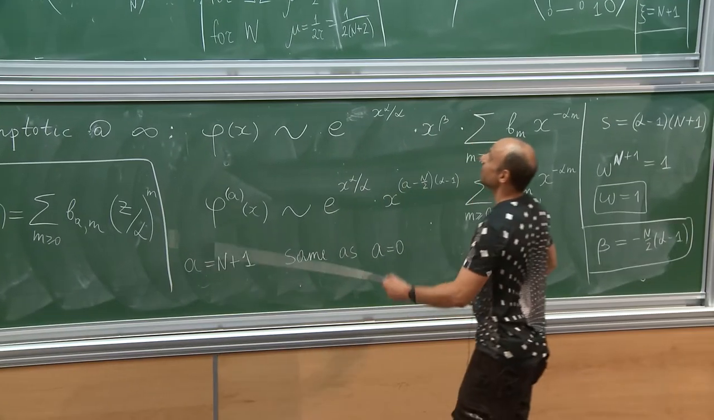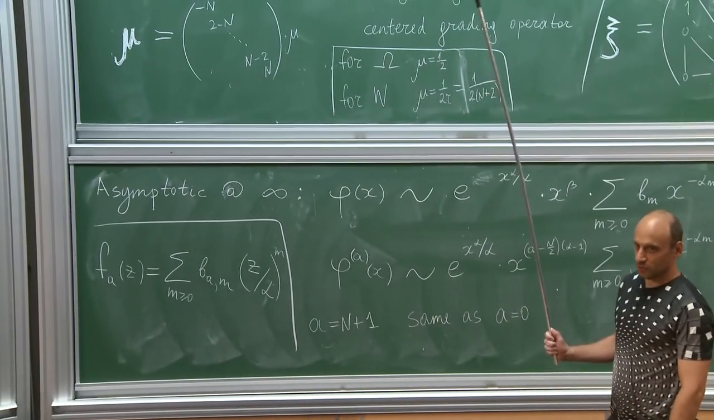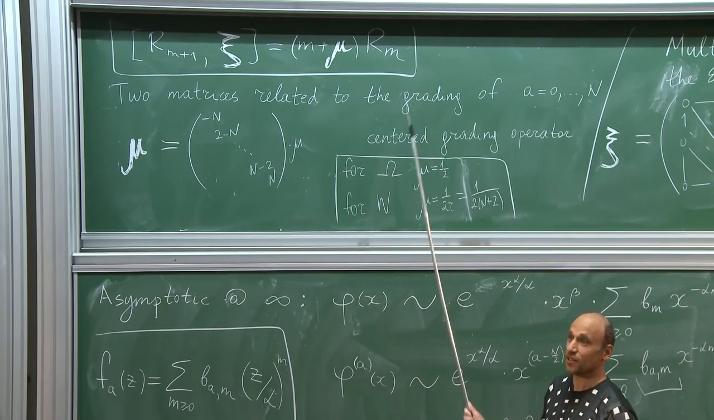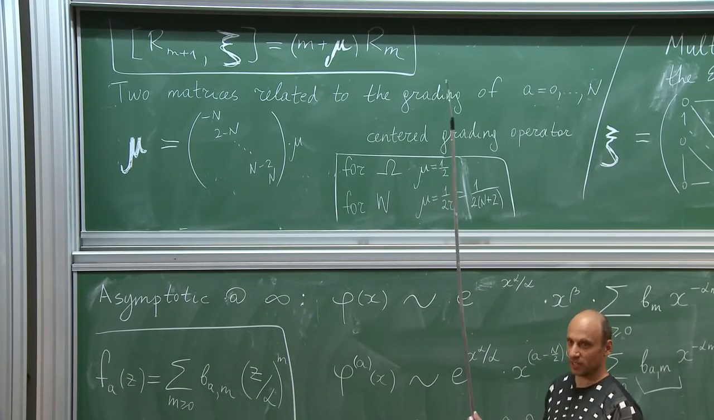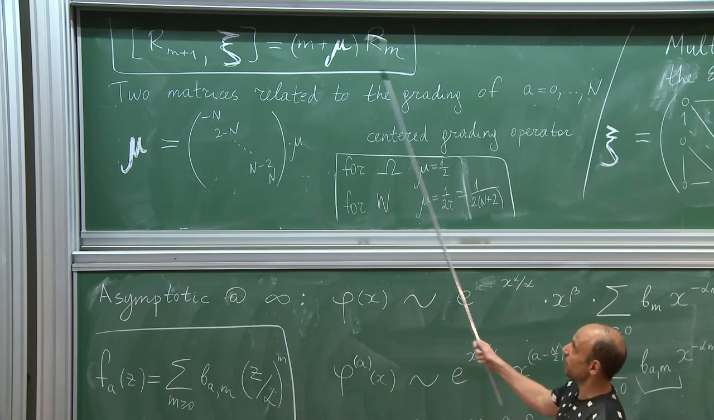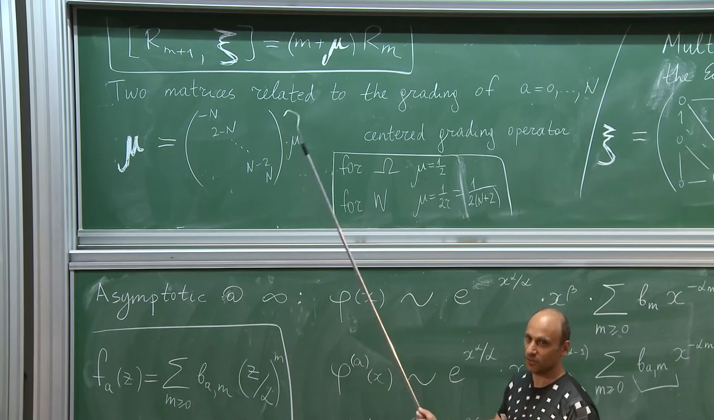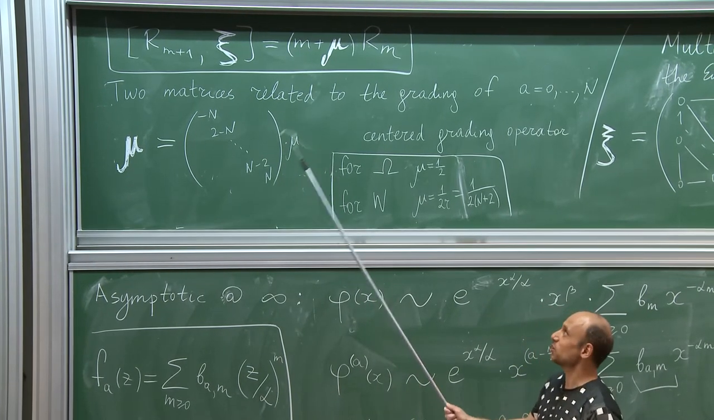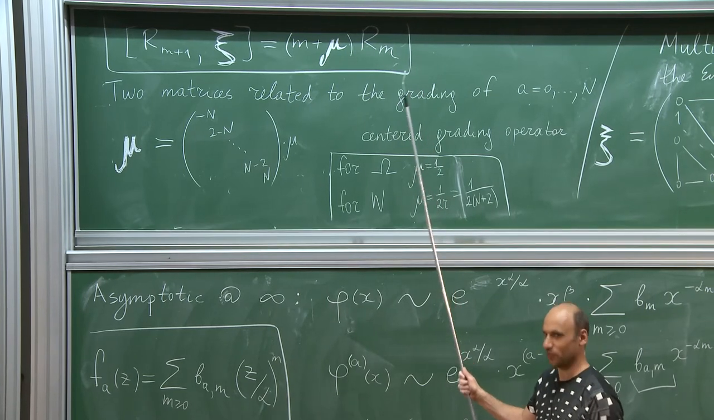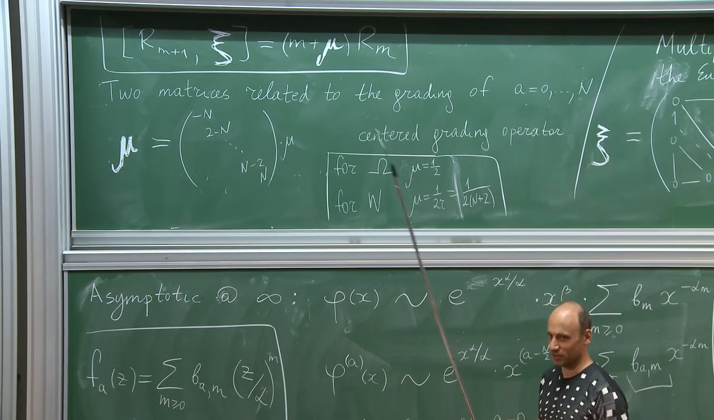So let me say it again. You start with R0, then you have this equation where you have R1 and R0. This does not determine R1 completely, just up to some freedom. But then you look at the next equation with R1 and R2, and this equation can be solved only for some particular values of the remaining coefficients of R1. So in the end, it does determine R1 completely.